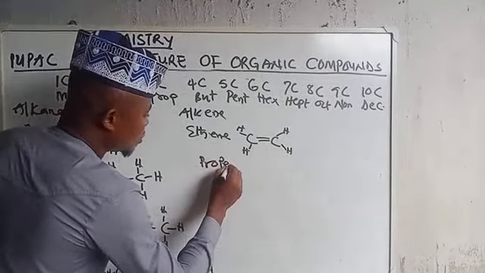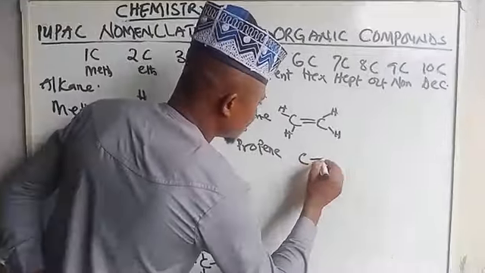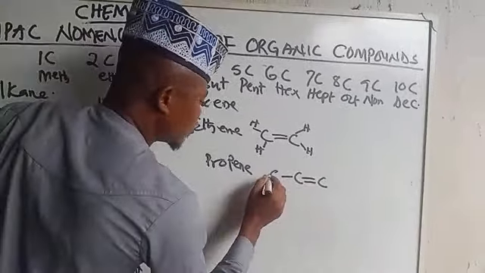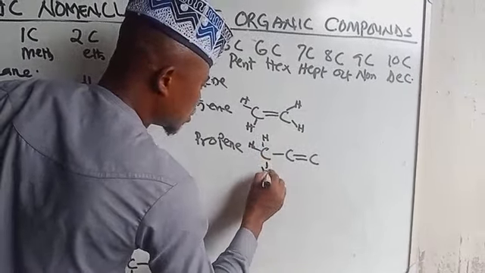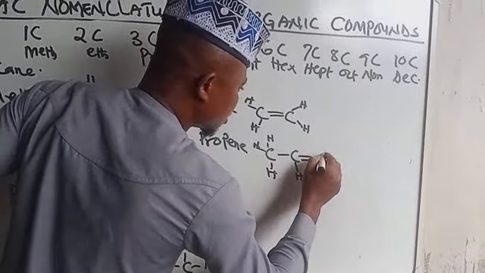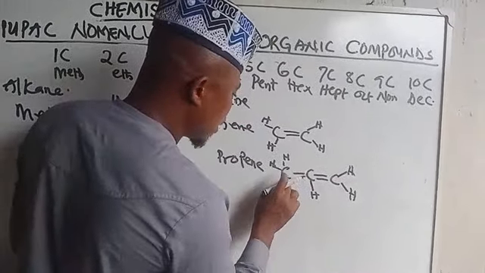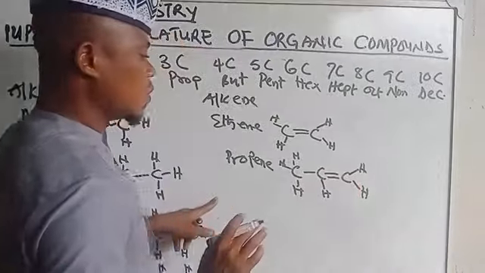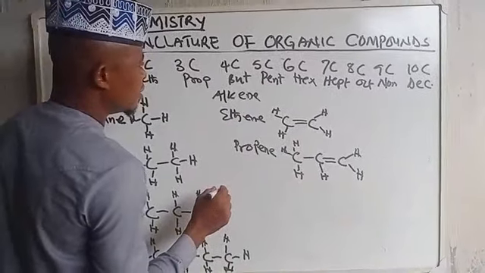3 carbon, propene, the prop, and you add ene. So you're going to have 1, 2, 3. So now, saturated with hydrogen, this one has 1 bond. So it's going to be 1, 2, 3. This one has 3 bonds. So it's going to be only 1 hydrogen. This one has 2 bonds. So you have 1, 2. Remember, at all times, carbon must have what? 4 bonds. 1, 2, 3, 4. So that's the structure for what? Propene.